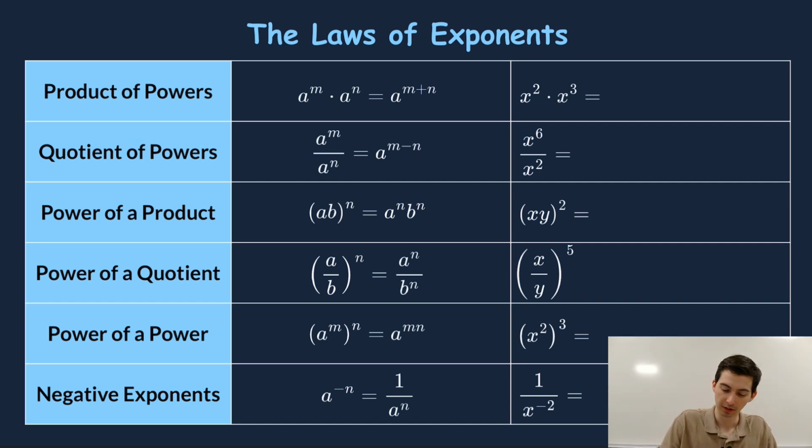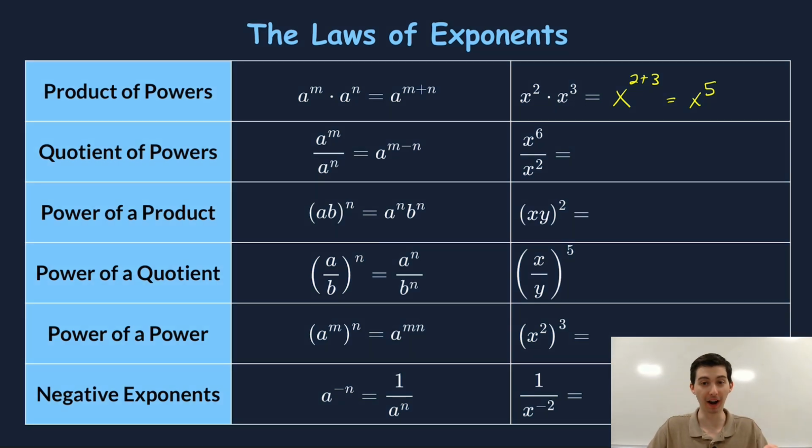So first, if we are multiplying two terms that have the same base, so see how both of these have a, if they have the same base, then what we can do is add those two exponents together. So if we have something like x squared times x cubed, my bases are the same, so I can rewrite this as x to the 2 plus 3, and then 2 plus 3 will just give me 5.